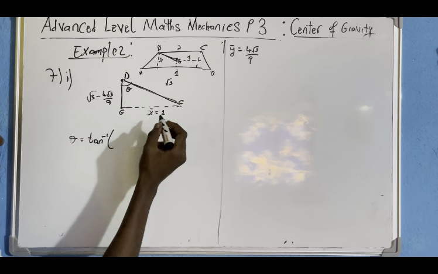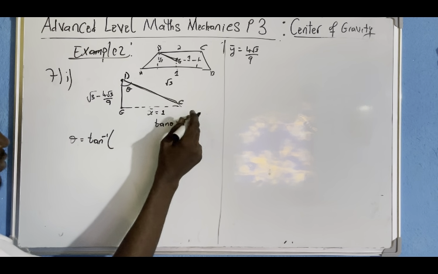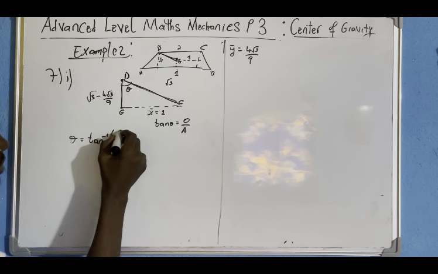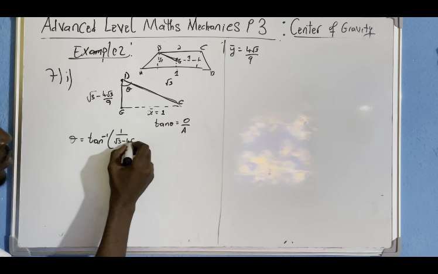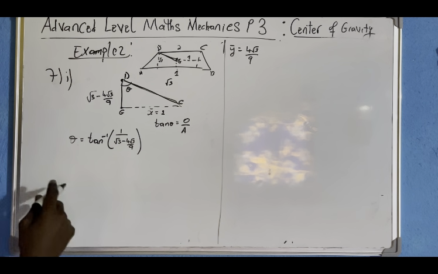Tan inverse, you know that tan theta is opposite all over adjacent. So it will be tan inverse of opposite, here is what? 1. Adjacent here is what? Root 3 minus 4 root 3 all over 9. So that is the angle. Then you can now simplify.